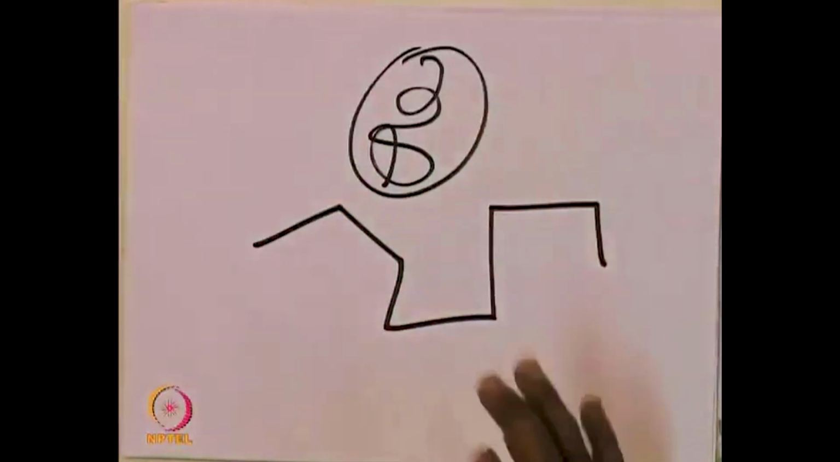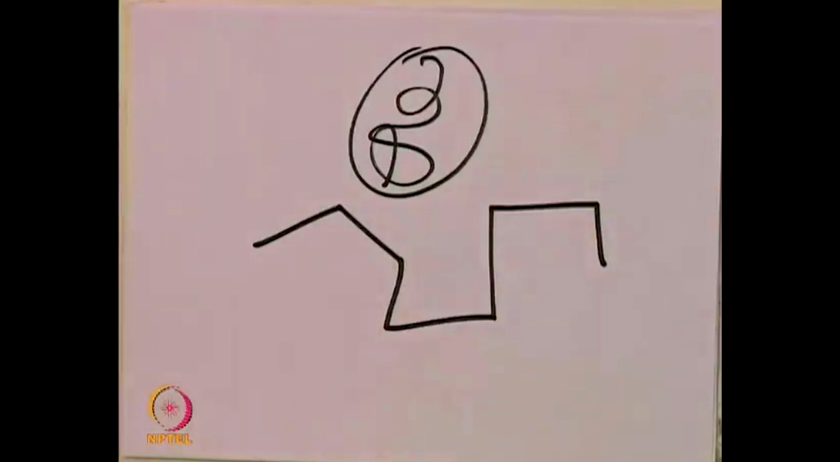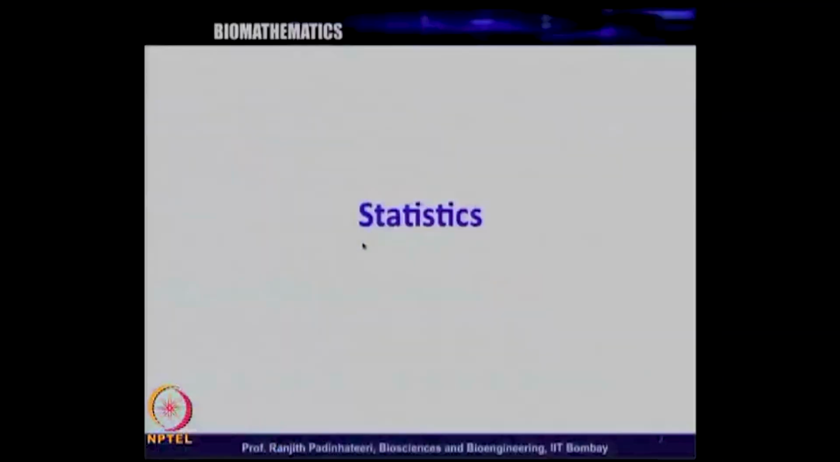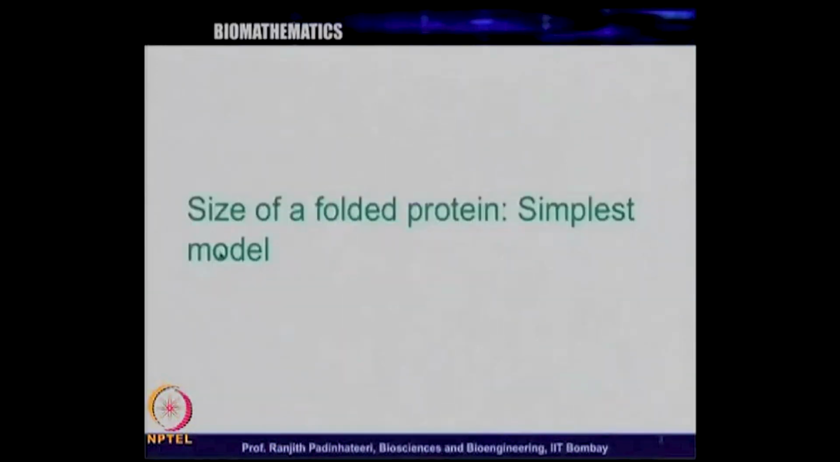So, first we will discuss the size of a folded protein, and then we will come to a slightly different distribution and discuss some more about distributions. The main theme is statistics itself. That is the bigger theme of today's lecture. Specifically, part 1 of this lecture will be the size of a folded protein, a simplest model. So, what is the simplest model for a folded protein?